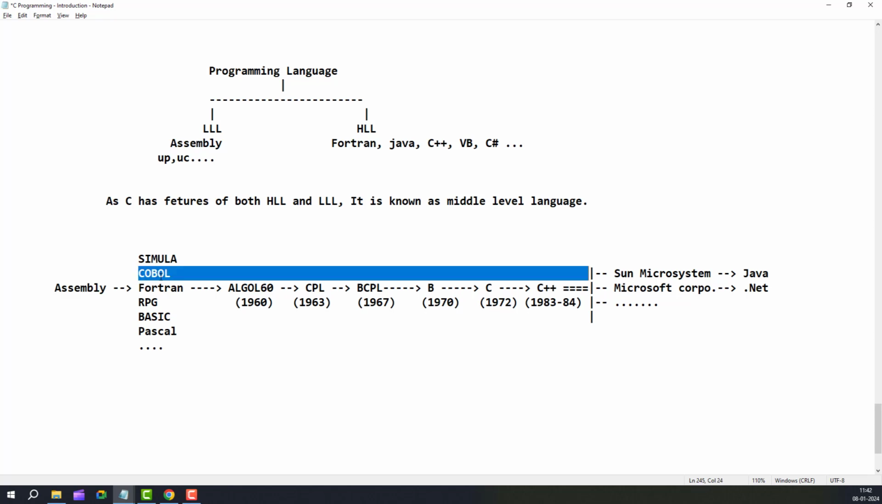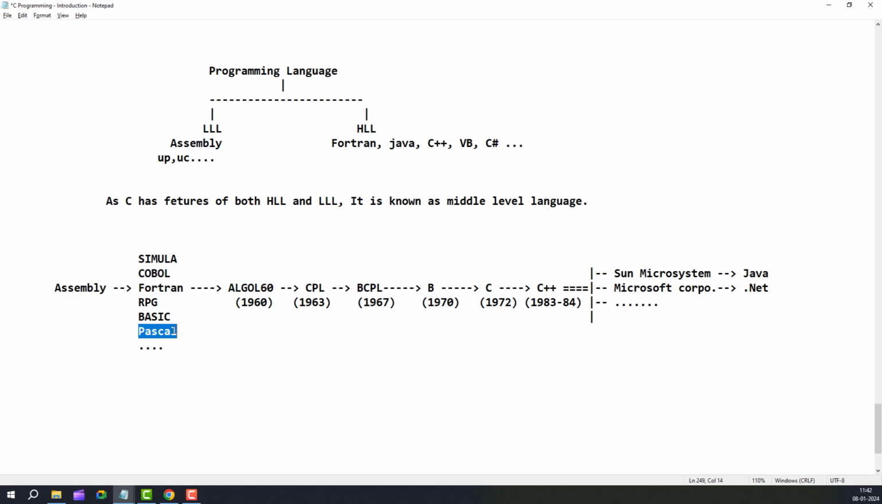As the name suggests, COBOL, that is Common Business Oriented Language. So this is best suited for business oriented applications. Fortran, Formula Translator. It is a mathematical language. RPG, Report Programming Generator, means it is used for report generation. BASIC, Beginners All-purpose Symbolic Instruction Code. So it is for the novice programmers. Pascal is a scientist's name. It is again a mathematical language.